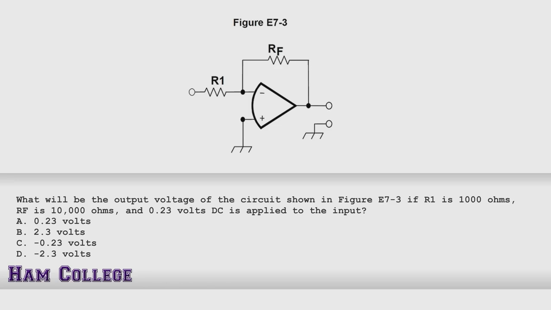And looking at the circuit, R1 and the feedback resistor are tied to the inverting input, the negative input. So I'm going to say that's going to be a minus 2.3 volts. I'm going to say the answer is D.